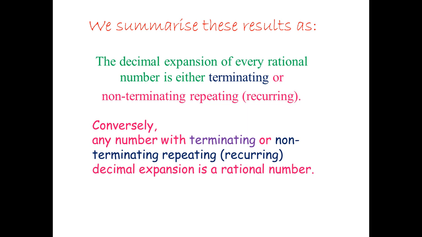Conversely, any number with terminating or non-terminating repeating decimal expansion is a rational number. If we have any number which is either terminating or non-terminating repeating, then we can say that it is a rational number.